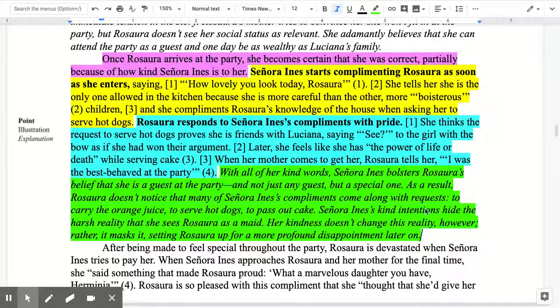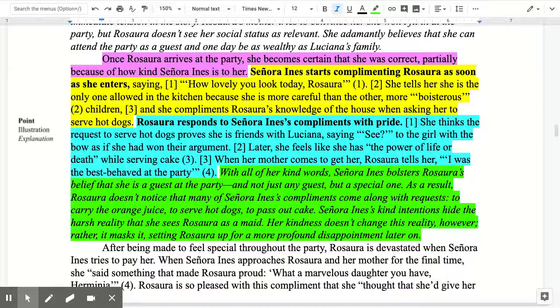Right? So you see how I really couldn't have explained or couldn't have had this analysis after only one of my pies, right? It was really important to me in this paragraph that I establish my two claims first, that Senora Ines is really nice to Rosara, and then second, that she gets really proud. And then I can talk about why that's a problem, right? That Senora Ines is convincing her that she's special, that she's wonderful, that she's a guest. And so Rosara is going to be really disappointed later in the party.